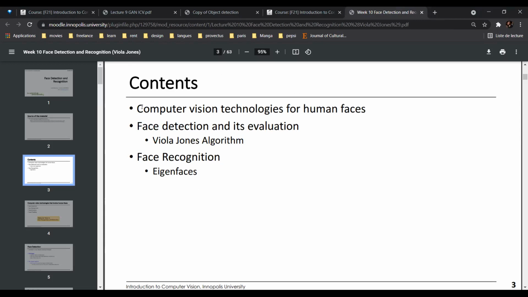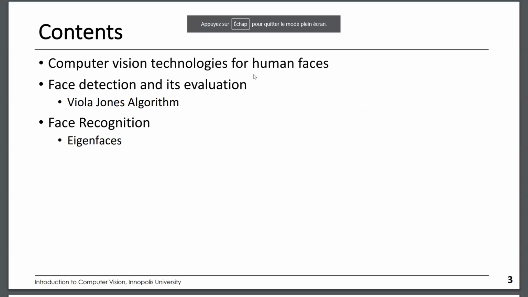So the content of this lecture is about computer vision terminology for human faces. Then we'll speak about the facial detection algorithm called the Viola-Jones algorithm. You will find it's pretty much used everywhere right now. Until recently, it was being used for iPhones and such, and until now it's still being used for Snapchat and TikTok and all of these things that use facial recognition to perform games on your face. And of course, the last part is facial recognition using eigenfaces. Very basic idea.